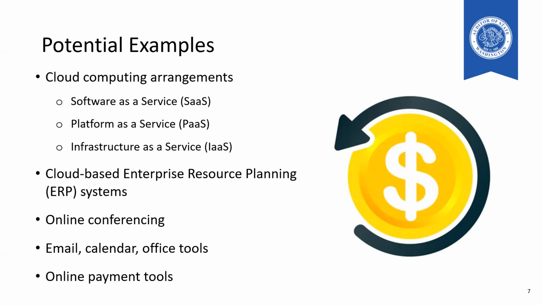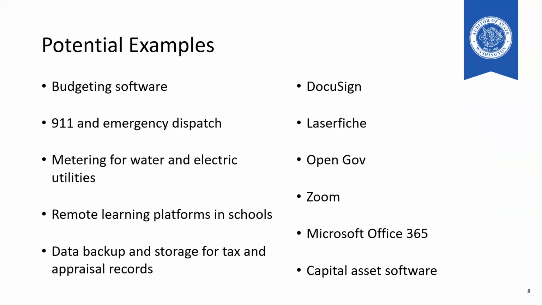Now, here are a few things to look for when you're trying to identify all of your SBITA contracts. Look at all of your cloud computing arrangements. That could include software as a service, platform as a service, and infrastructure as a service. I highly recommend involving your IT department in the process to identify all of your SBITAs. You should also look at things like cloud-based ERPs and other online items like conferencing, email, and payment tools.